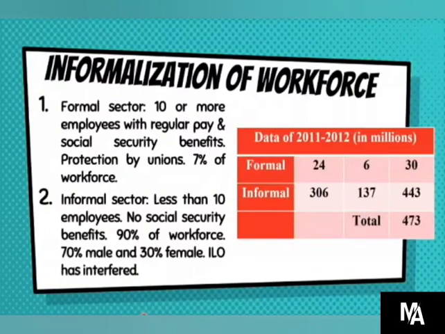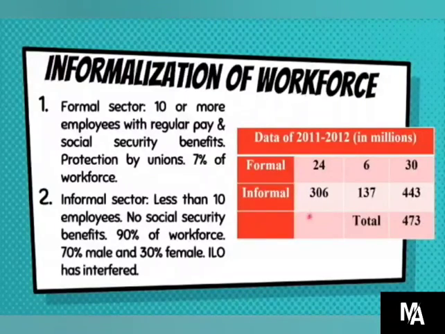There are no social security benefits. There are no unions to help them. 90% of India's workforce works in the informal sector. 70% are male, 30% are female. As you can see the data here in 2011-12, the formal sector numbers are very, very low, whereas in the informal sector, where there is no protection, the numbers are very, very high. This is basically the data in millions. As you can see, the formal sector, which has benefits, regular pay and unions, is very small, whereas the informal sector, who have no social security benefits, is very large.